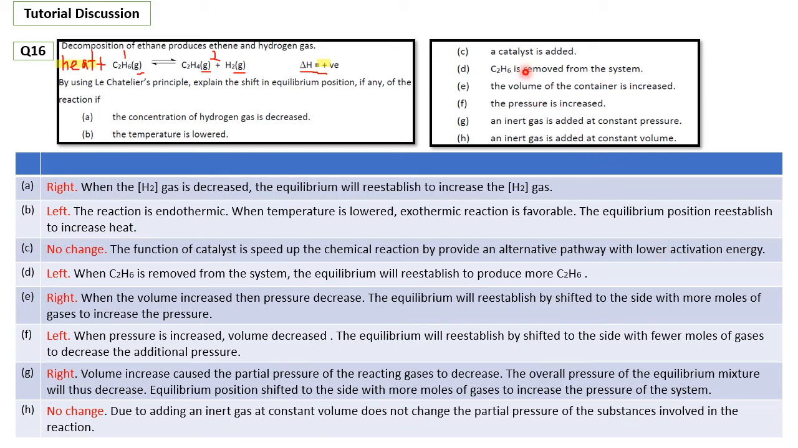D, about concentration, ethane means over here the reactant is decreased, means removed. Now the concentration of ethane is decreased, so the system tries to increase C2H6. How to increase C2H6? So the equilibrium position has to shift to the left in order to increase the concentration of C2H6, or produce more C2H6.